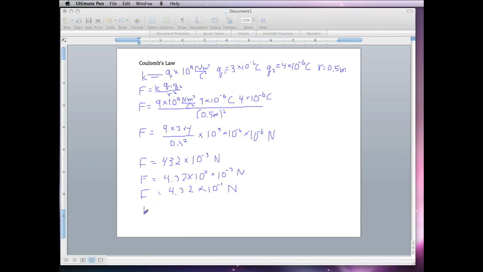But it also might be a good idea to change that to ordinary notation. Changing that to ordinary notation, we get 0.432. And the units are newtons. So there's our final answer. The force between the two charges is 0.432 newtons.